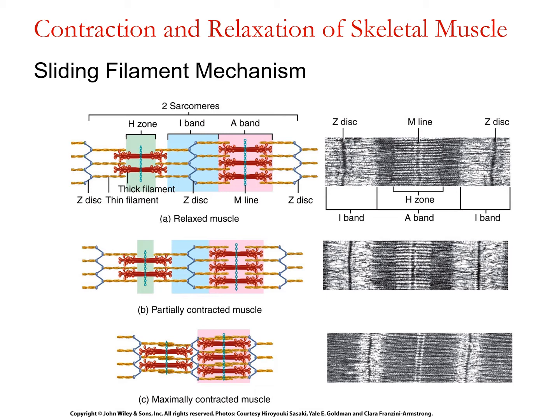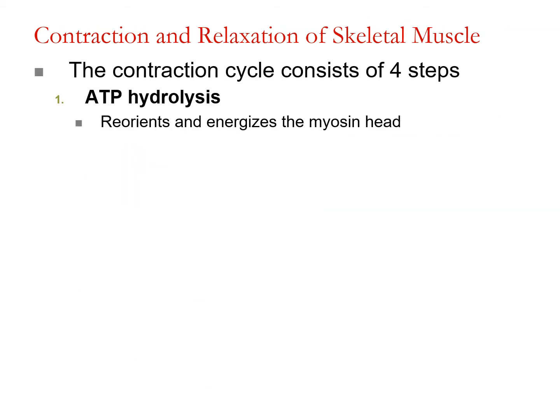So as the muscle contracts, let's summarize the changes. The zones of overlap increase, the H zone narrows, the I band narrows, the A band does not change its width, and the Z lines come together. Let's now look at the events of the contraction cycle.